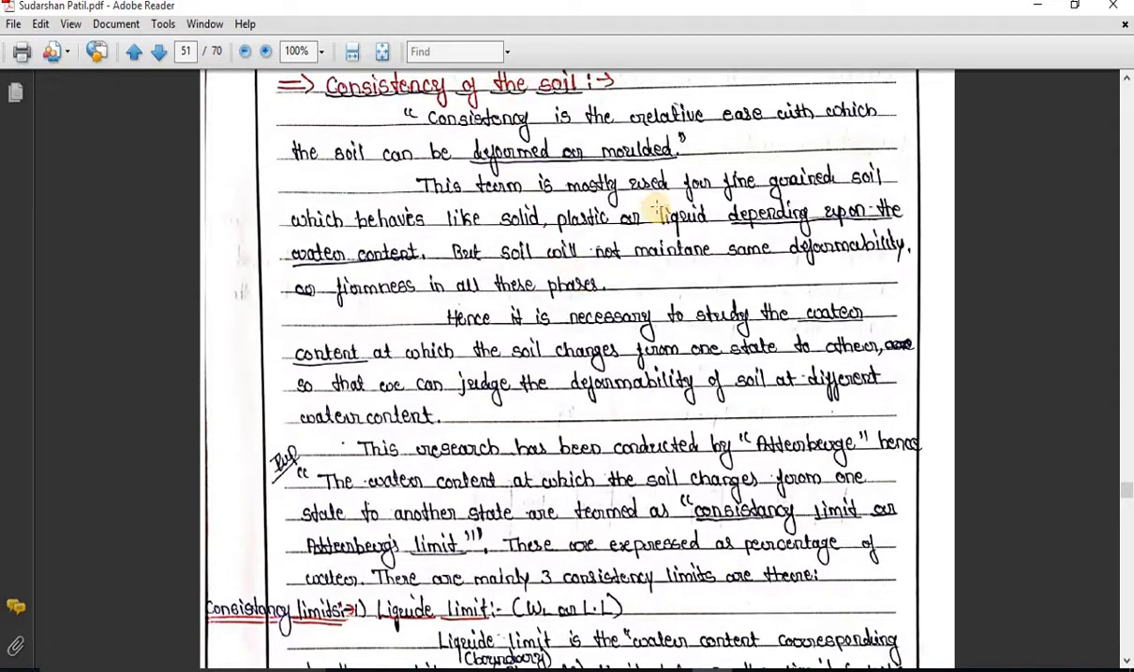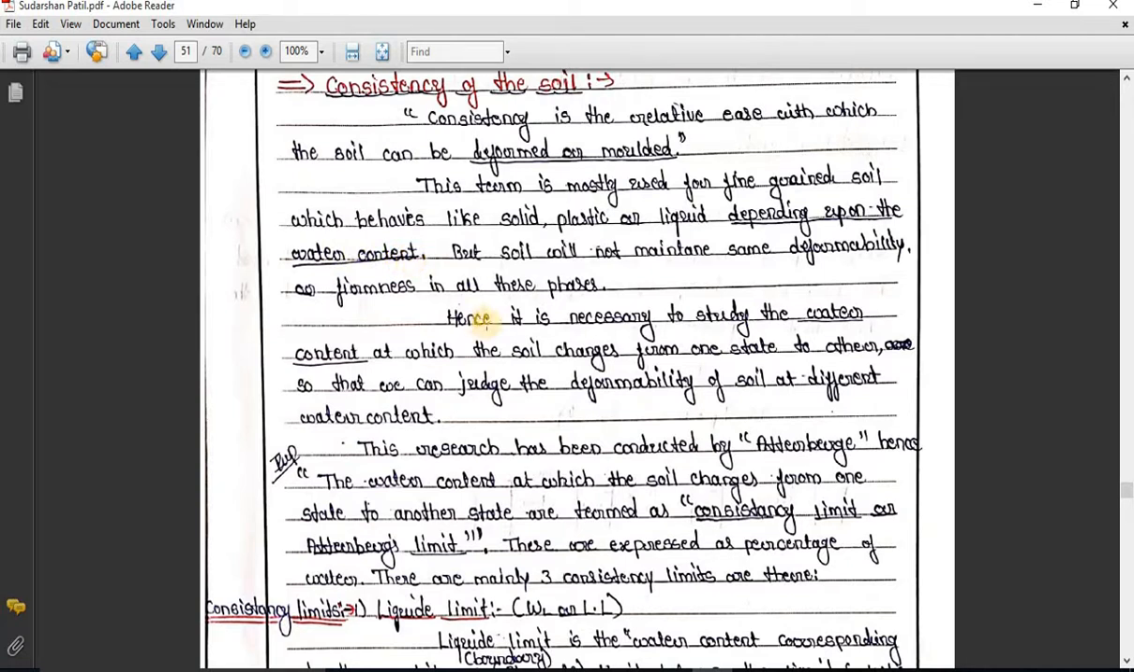So you can see the fine-grained soil behaves like a solid, plastic as well as liquid. When the soil is in dry state, it behaves like a solid. When the soil is in semi-wet state, it will behave like a plastic. And when the soil is completely wet and the water content is more, it may behave like a liquid. So all these behaviors depend upon the water content.